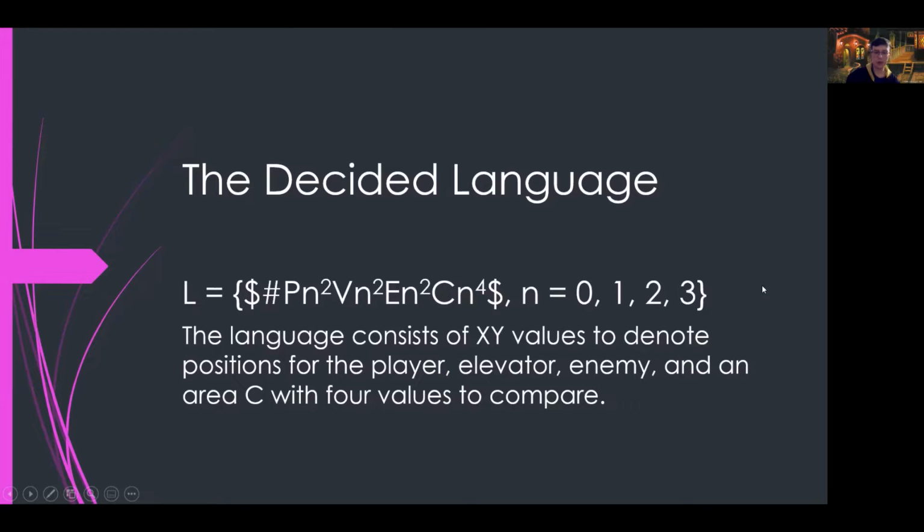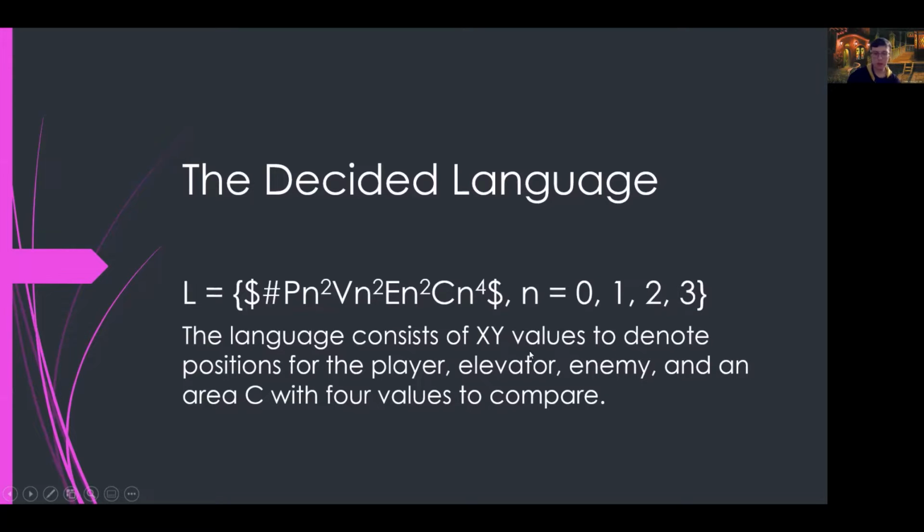So the language that it can decide and recognize can be set up like this. It starts with a symbol and then a hashtag. And then it will look for P and then 2 values N, a V, and then 2 more values, E, and then 2 more values. But then it'll look for a C that has 4. And these N's can be replaced with any number from 0 to 3.